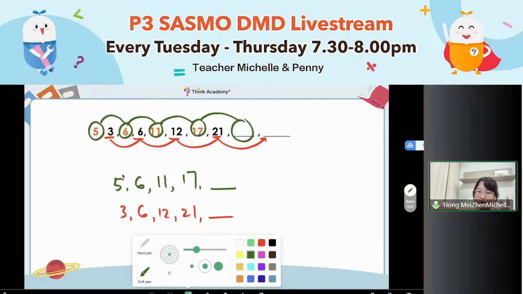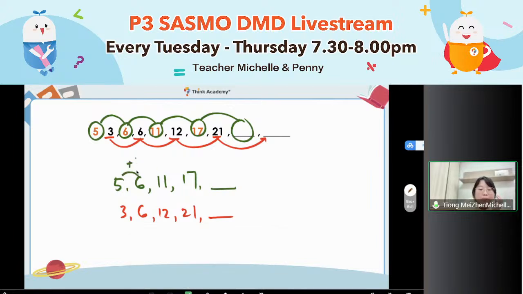Let's see. Can I use bridge method? 5 to 6 is a +1. 6 to 11 is a +5. Oh, something's wrong here. It doesn't form a pattern. So since it doesn't form a pattern, why don't we try Fibonacci? Okay, Fibonacci. So here, 5 plus 6 will be 11. Oh, it seems to be correct. 6 plus 11 will be 17. So the next number must be 11 plus 17, which is 28. I see a lot of correct answers. Good job. So this is 28.